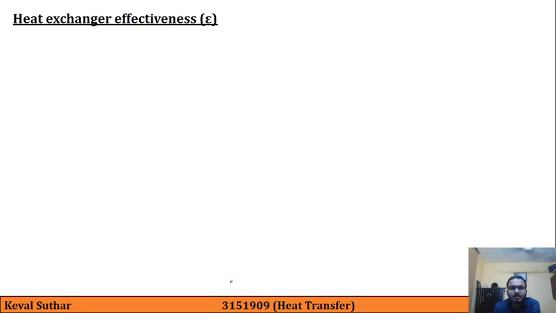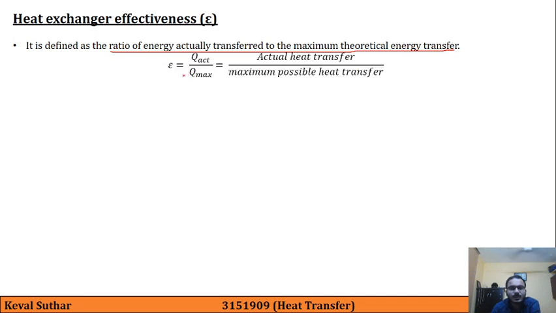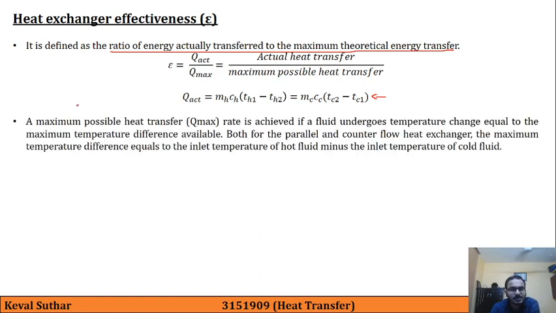Now our next definition is effectiveness. It is defined as the ratio of actual heat transfer to maximum theoretical heat transfer. So the formula is quite straightforward. Epsilon is equal to actual heat transfer divided by maximum heat transfer. Q actual, we have already seen during our first lecture of heat exchangers, is based on MC delta T, and the maximum possible heat transfer Q max is achieved if the fluid undergoes a temperature change equal to the maximum temperature difference available.